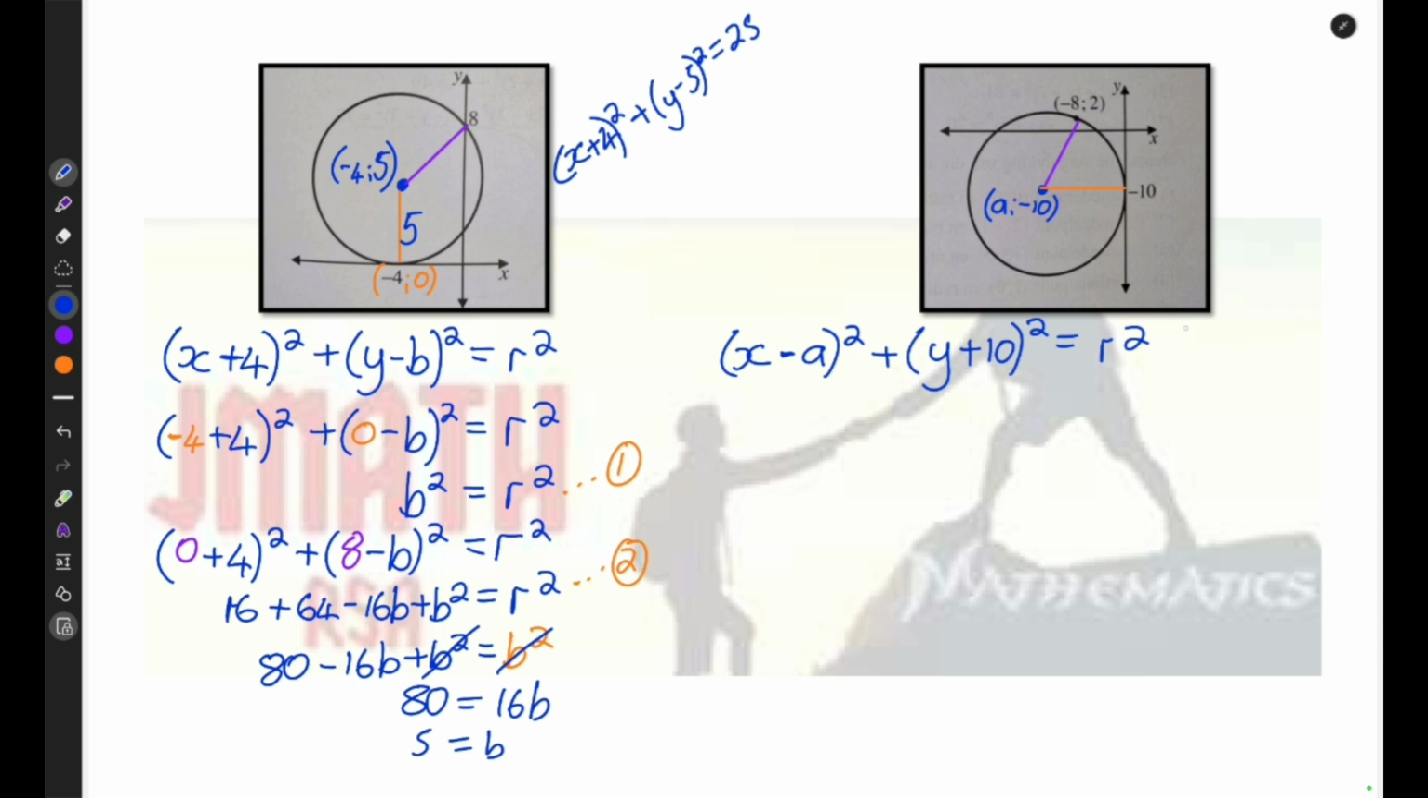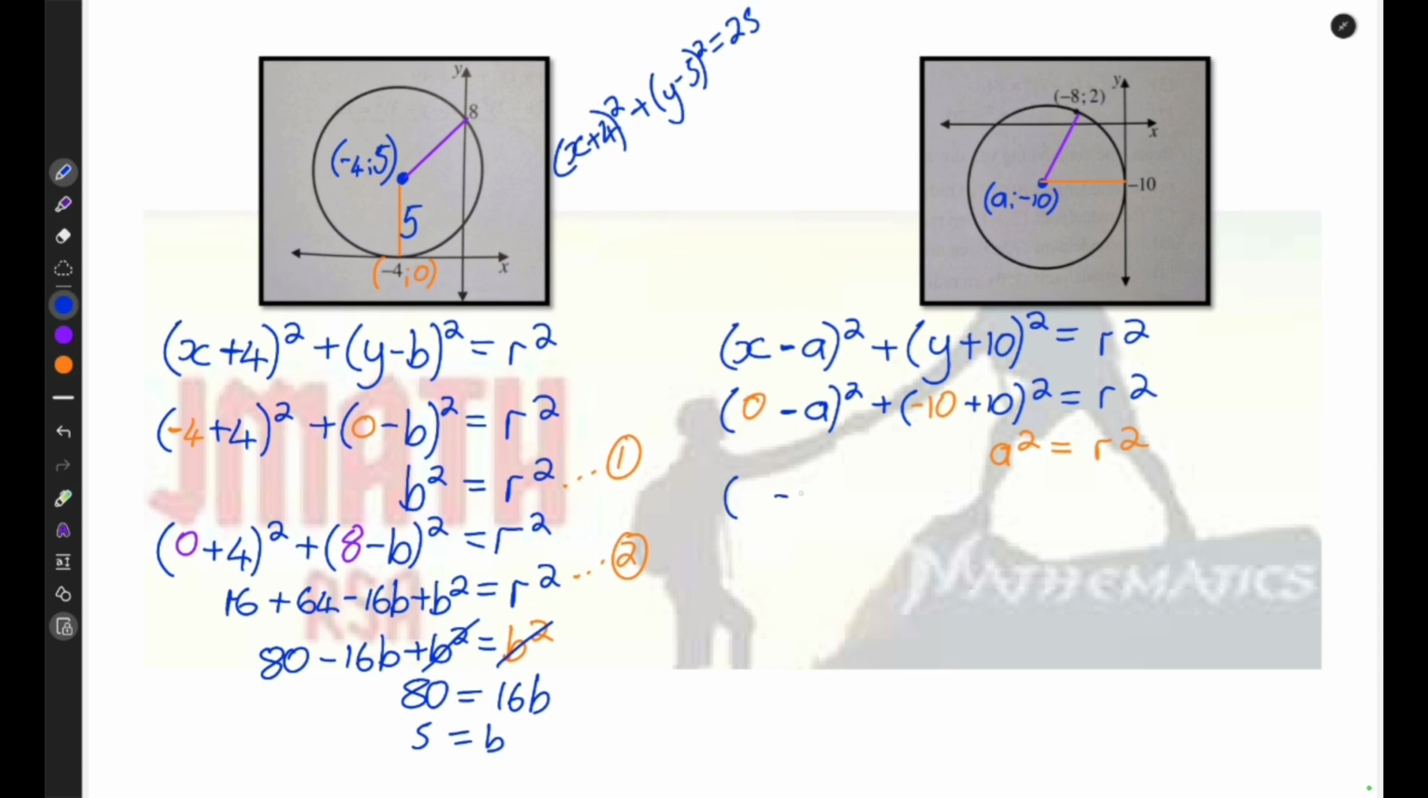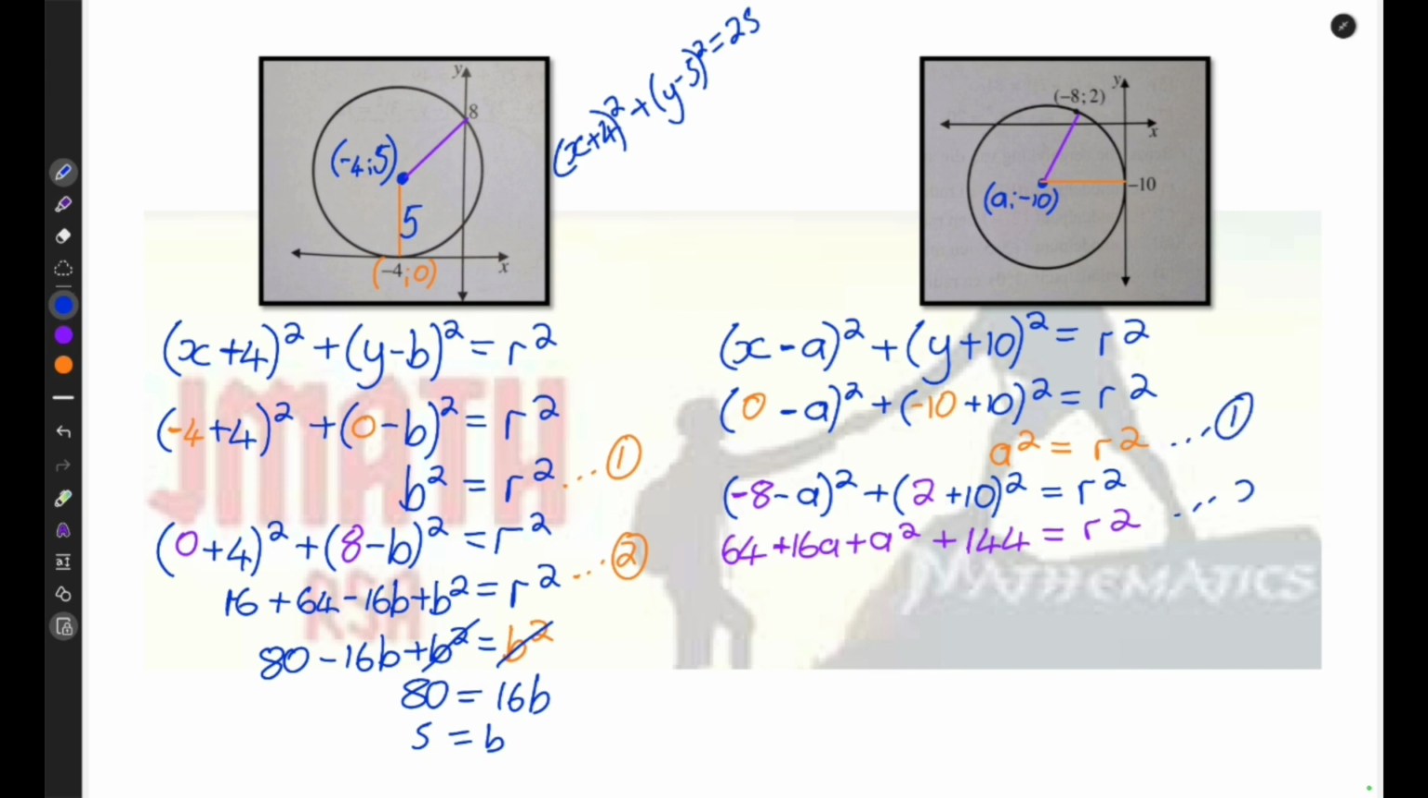So my one coordinate is 0 and minus 10, which I'm going to sub in first, and that's how I'm going to get equation 1. To get equation 2, I'm going to say x is minus 8 and y is just 2. Now I can simplify that a little bit and then use simultaneous equations. So 8 times 8 gives me 64, the minuses cancel. That gives me plus 16a plus a squared, and then 12 squared is going to be 144, is equal to r squared. Now, if this is equation 1 and this is equation 2, and I just sub them in, I know that r is just equal to a.